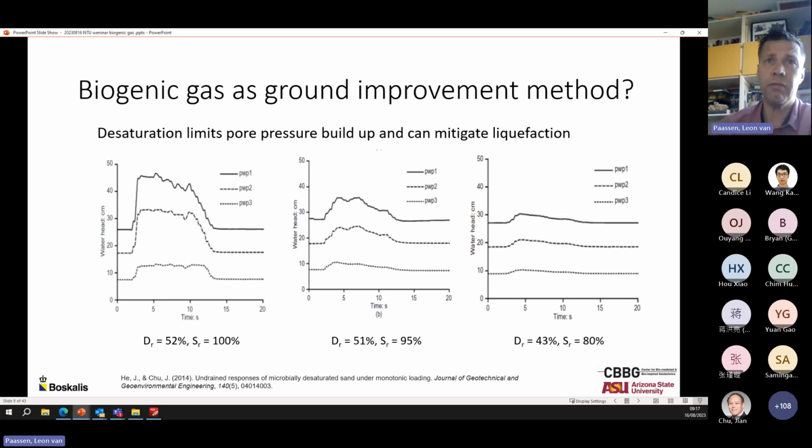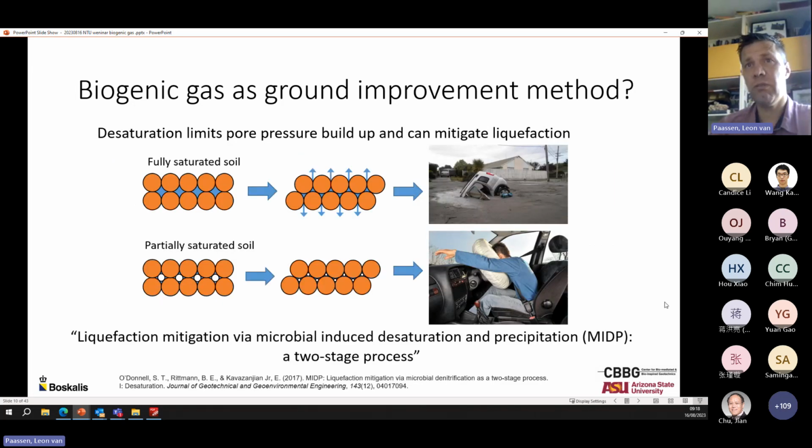And what they showed in large box experiments is that you actually only need a very small reduction in the degree of saturation to see a significant reduction in pore pressure buildup when shaking a box with loosely compacted sand. And if you reduce the degree of saturation to 80%, you almost don't see any pore pressure buildup in such a shaking sand.